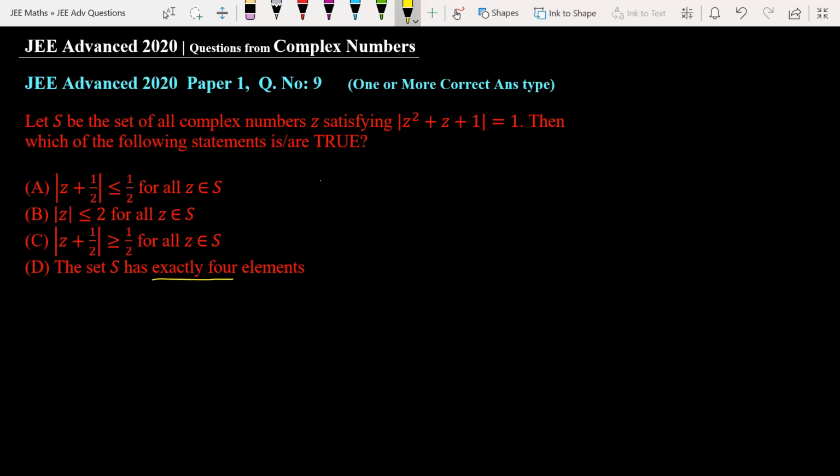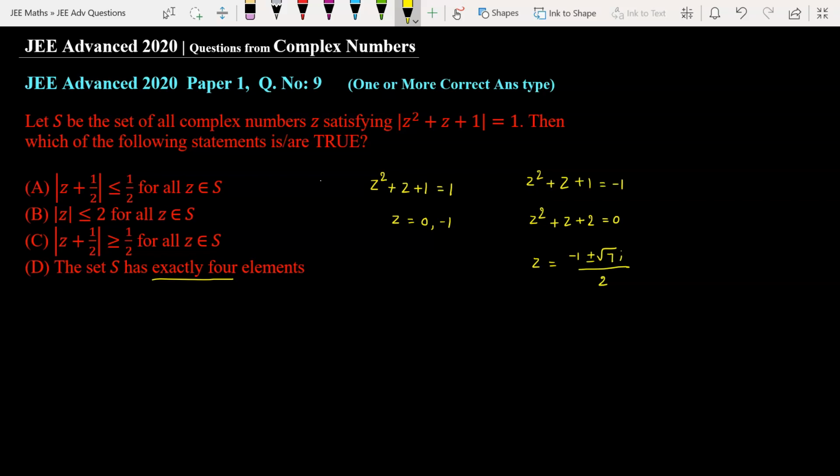Suppose we have z square plus z plus 1 is equal to 1. If you solve this, we get z equals 0, minus 1. Similarly, if you take z square plus z plus 1 is equal to minus 1, bringing this minus 1 to the LHS, we get z square plus z plus 2 is equal to 0. Solving this, we get z equal to minus 1 plus or minus root 7 iota by 2. So there are 4 solutions.